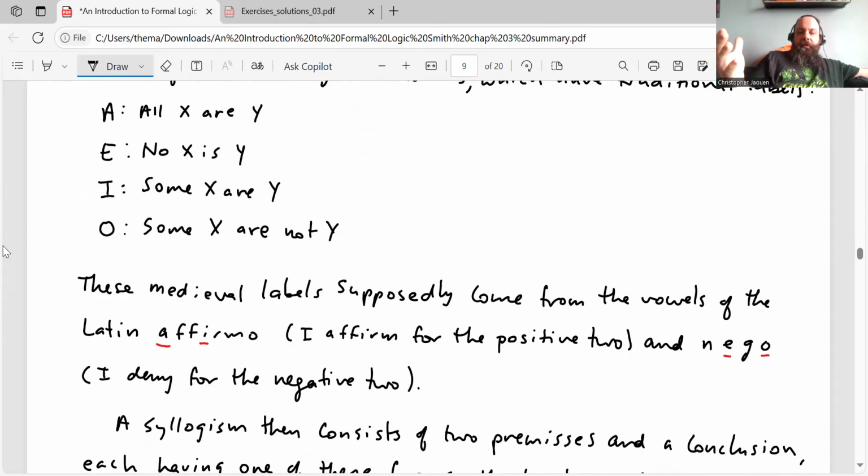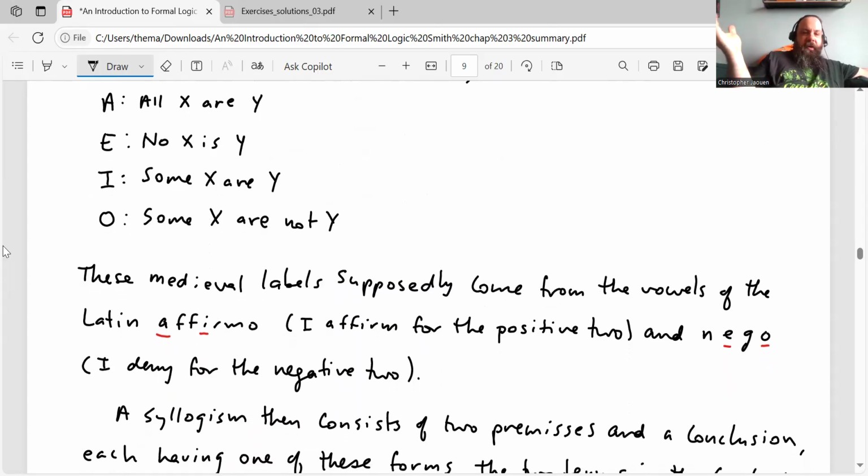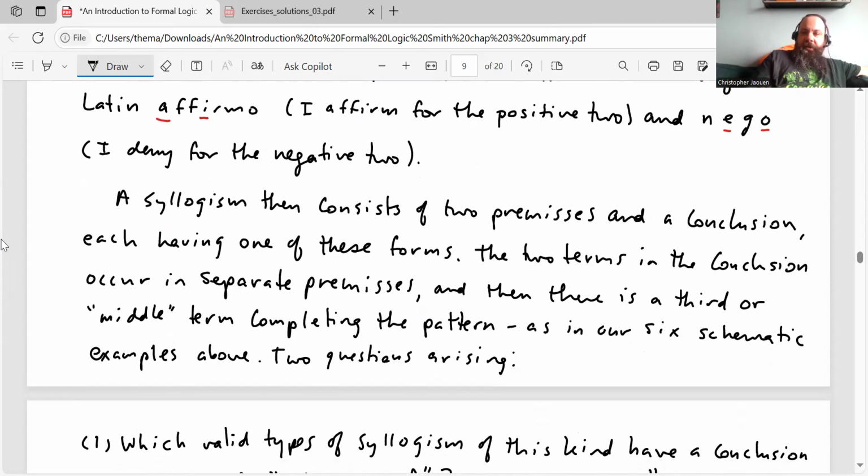Sorry, I affirm for the positive two. Sorry, I can't even read my own writing. But apparently that's where the labels came from. And nego, in Latin, represents I deny. So I deny for the negative two, which is E and O. I don't know the history of it, so if that's true, I assume that the author knows where this comes from. But anyway, I thought that was an interesting little tidbit.